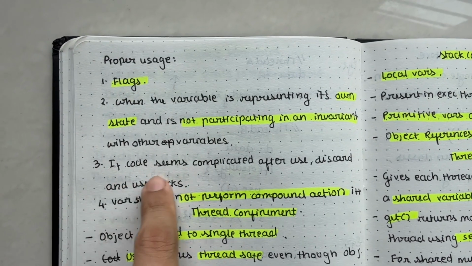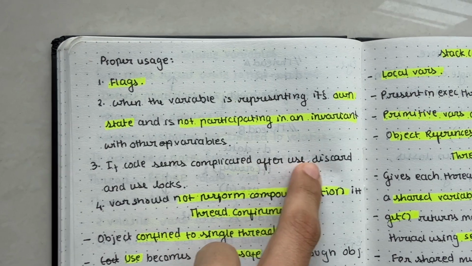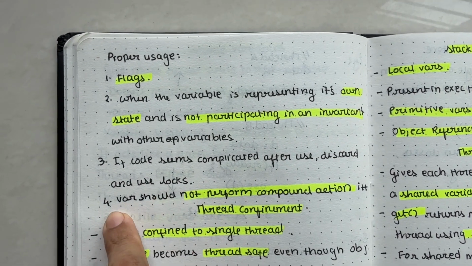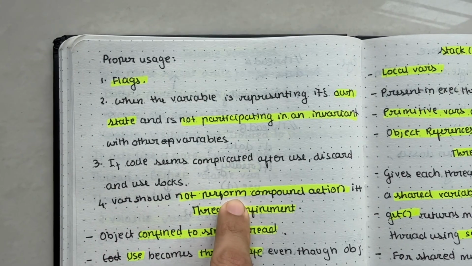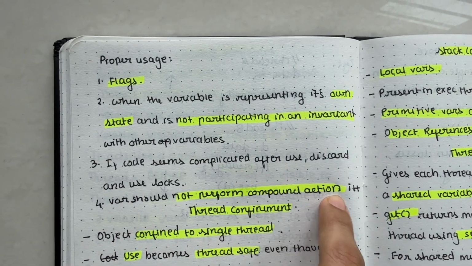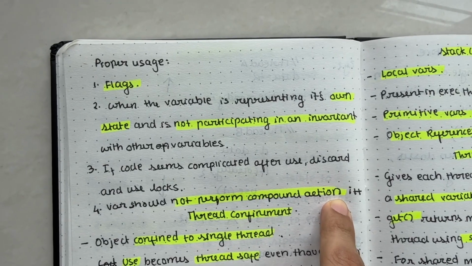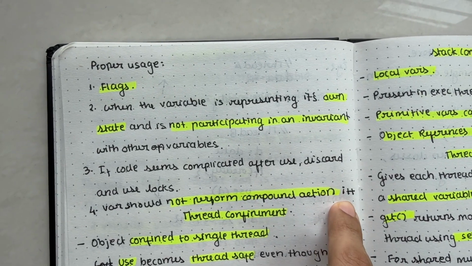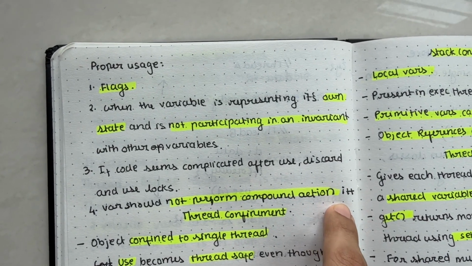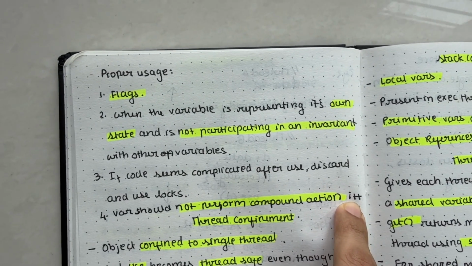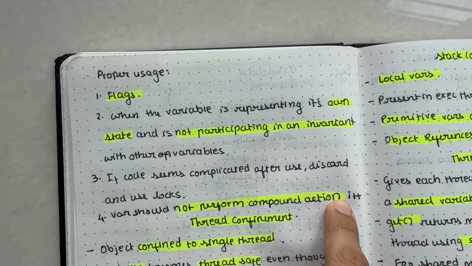Third, if the code seems complicated after use of volatile variables, discard it and use locks. Fourth, volatile variables should not perform any compound action, that is counter plus plus. As we have already seen, volatile variables provide us with visibility and a guarantee of no reordering, but they don't provide us with locking. So the i++ example will fail with respect to volatile variables.